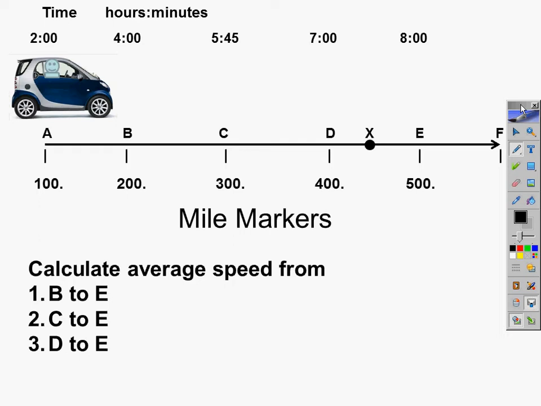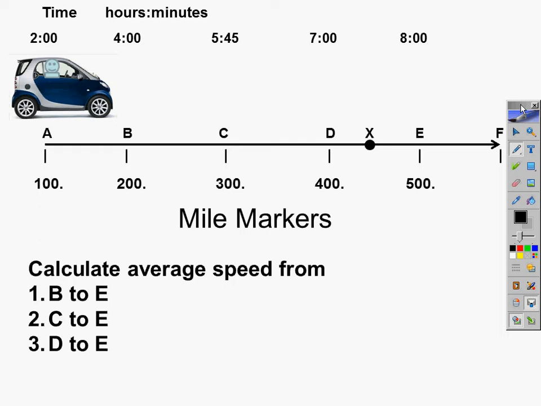Basically, folks, what I want you to do is sketch this out right here, where it's a highway and there are mile markers: the 100-mile marker, the 200-mile marker, the 300-mile marker, 400, 500. Most highways have little markers on the side of the road saying how many miles you've gone, or which mile marker you're at. This blue man notices the time at the various mile markers. It's 2 o'clock at point A. It's 4 o'clock at point B. 5:45 at point C. 7 o'clock at point D. 8 o'clock at point E.